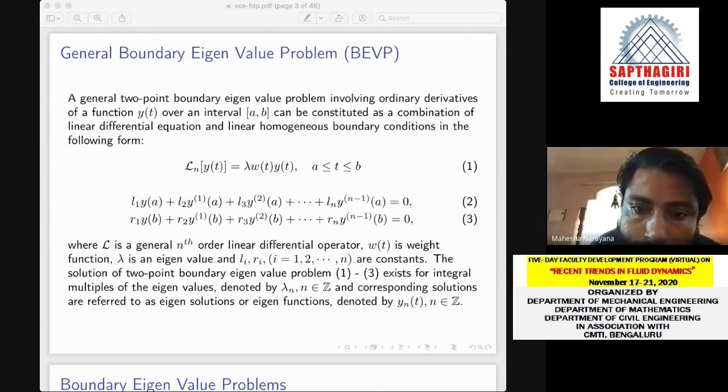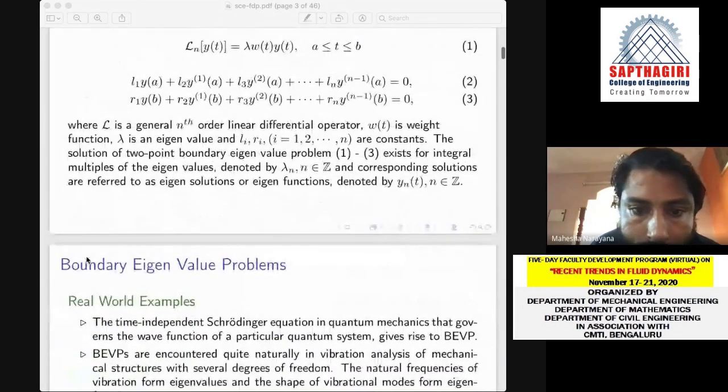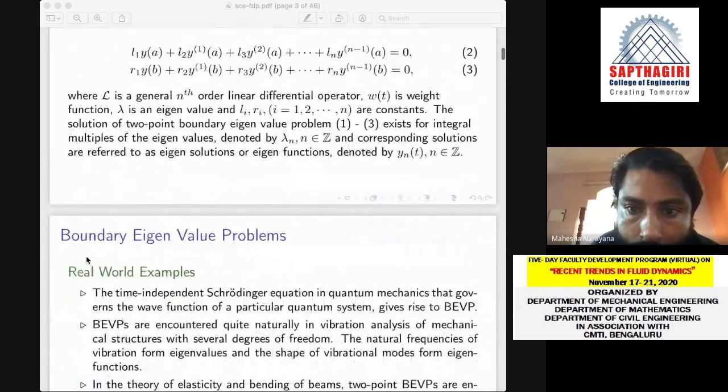Given this scenario, the differential equations admit solutions for integer values of lambda, and the solutions corresponding to each integer value are called eigenfunctions. So this is a brief background of what a boundary eigenvalue problem is.